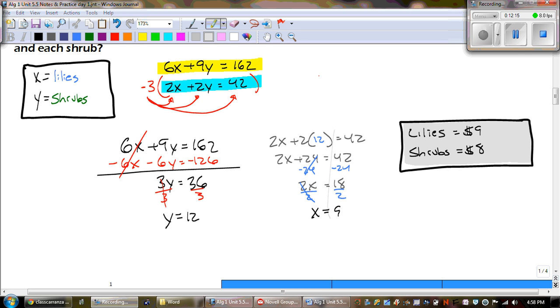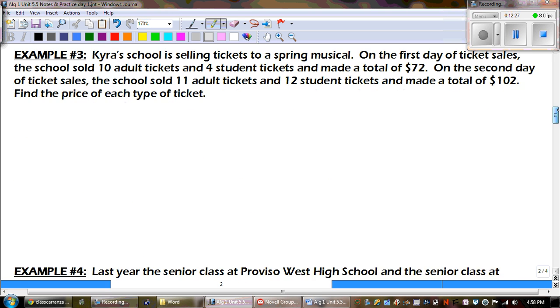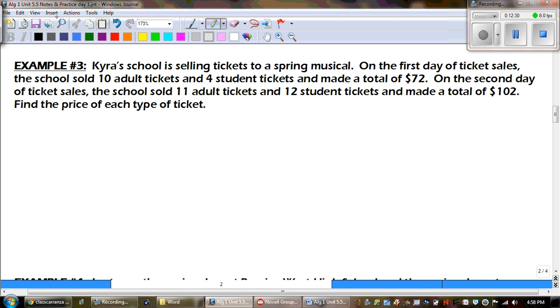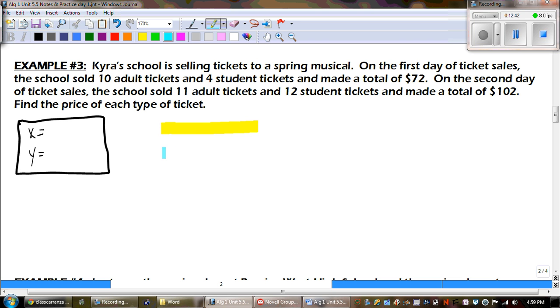Okay. We end up getting x equals 9, and the last step is to label everything. So we got lilies equaling $9 and shrubs equaling $8. Okay, let's go ahead and flip it over. All right. So what I want you to do for this one is you guys are going to read all this information, and then I want to see if you can set up the two equations. Okay, so you're going to do step one and step two all on your own. Good luck.